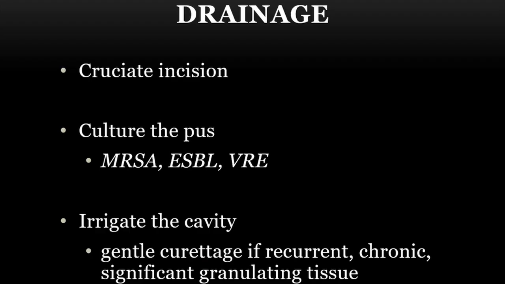A cruciate incision is advisable to ensure adequate drainage at the skin level and avoidance of premature closure of the skin. Culture the pus as there is an increasing incidence of resistant bacterial organisms including community-acquired MRSA, resistant E. coli, and vancomycin-resistant enterococcus. Irrigate the cavity and consider gentle curettage, especially in patients with recurrent abscess.